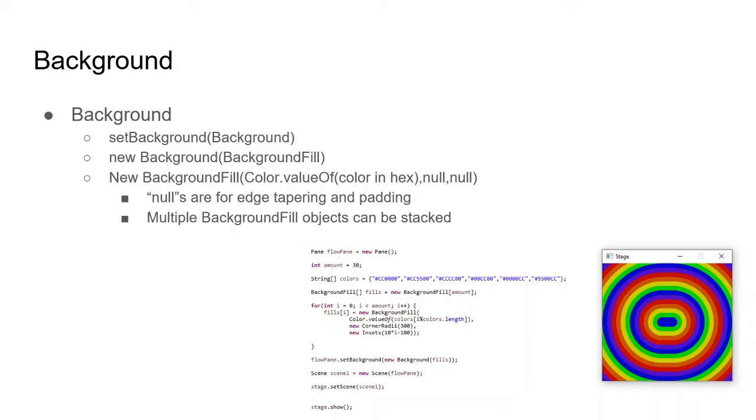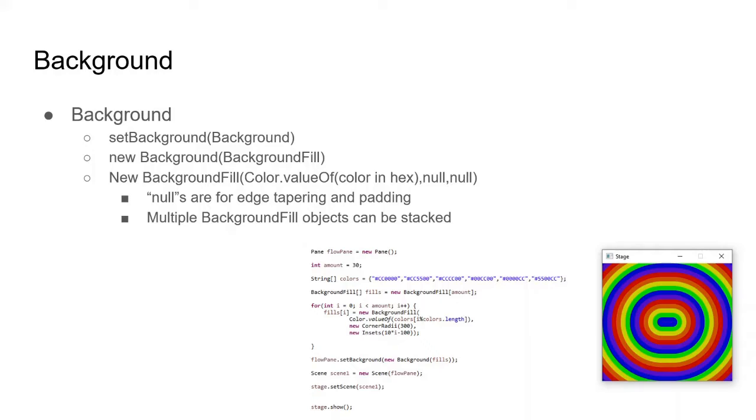So next, let's talk about how to set the background of a scene. We can use setBackground, which takes a Background object, and the Background object takes a BackgroundFill object, and we can set a background fill with a color and then two other parameters. These parameters are for edge tapering, which is kind of creating a circular edge, and padding, which is how far in the background will start.